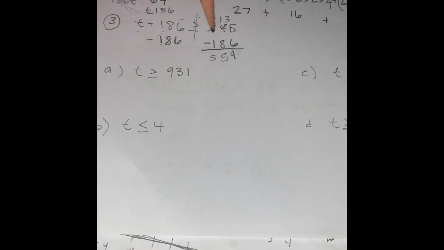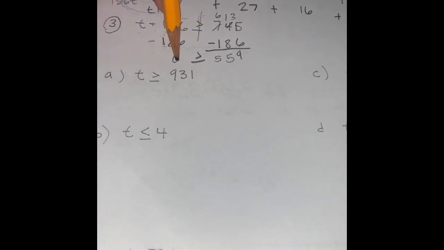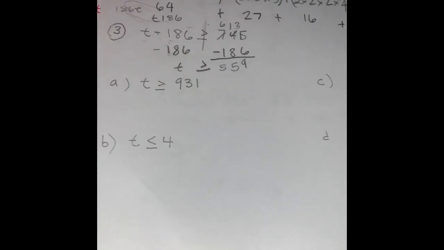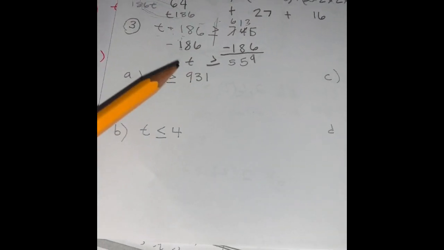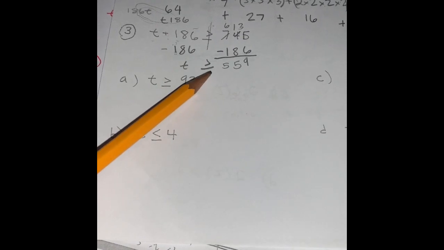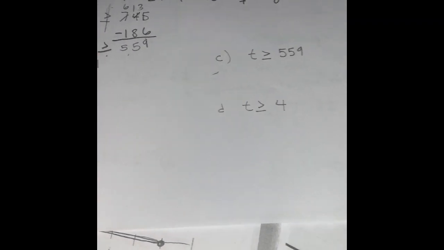So I'm looking at my answer choices. I know that the inequality sign is staying the same, and now T is by itself because I took away that 186. I know T has to be greater than or equal to 559, which is answer choice C.